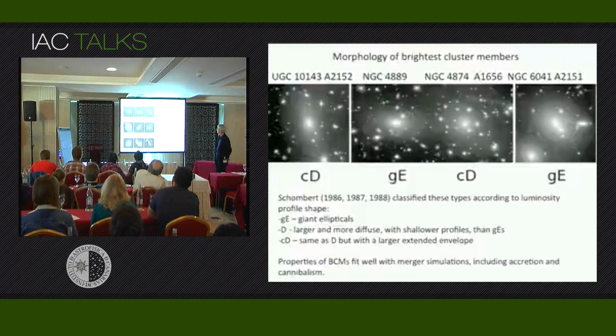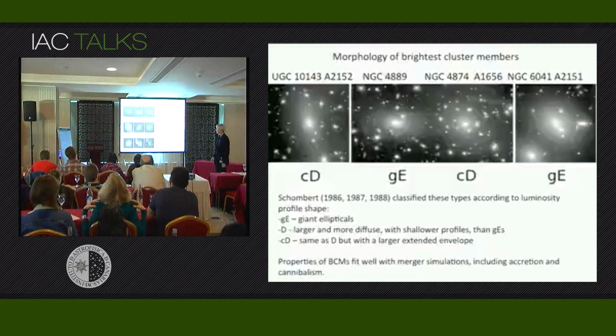BCMs are interesting from a morphological point of view. I've already mentioned them. These are four examples from papers by Jim Schombert, and he classified the different categories. Remember, the cD is the supergiant Morgan D galaxy, and a D galaxy is a smooth S0-like object. And the c stands for supergiant, and it's a throwback to the old spectral type classification of supergiant stars, where you use the term c before the spectral class. So that's what that is.